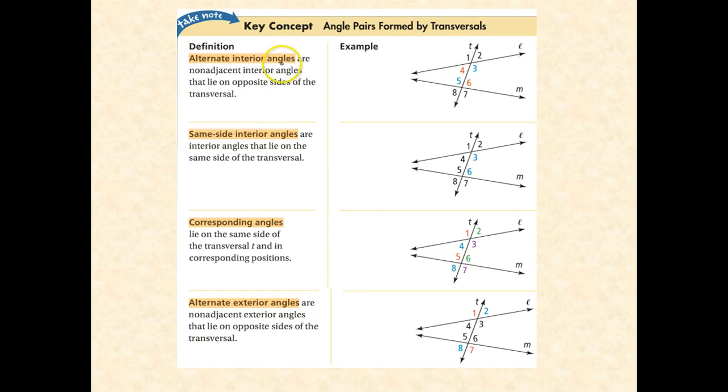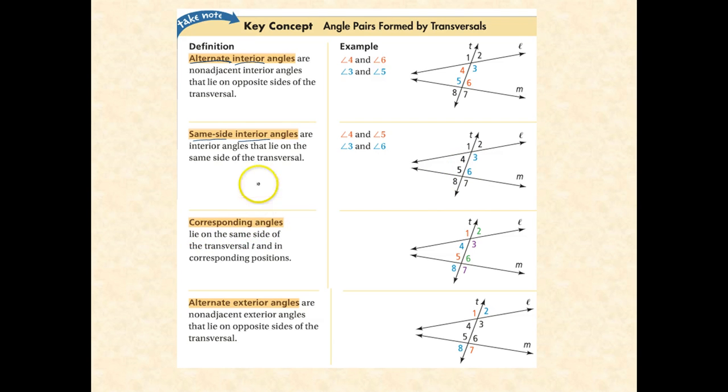Alternate interior angles are non-adjacent interior angles that lie on opposite sides of the transversal. So think about this. Alternate means they're not next to each other. Interior means they're in the interior between the two lines. So 4 and 6 are alternate interior angles, and 3 and 5 are alternate interior angles. Cool. Same side interior angles are also going to be in the interior, but they're on the same side. 6 and 3 and 4 and 5 are same side interior angles.